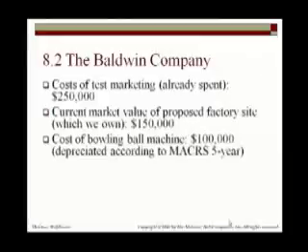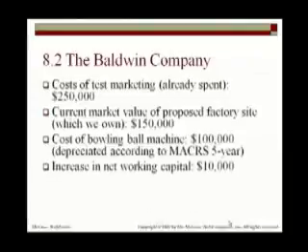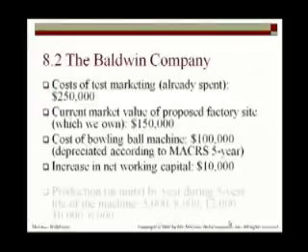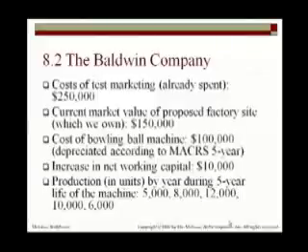Cost of a bowling machine. This is just the cost of our manufacturing equipment. It's $100,000, and it will be depreciated according to the modified accelerated cost recovery system. It is classified as 5-year equipment, which means we'll take accelerated depreciation over 6 years. Increase in net working capital is $10,000, and the $10,000 will be released at the end of the project. And production. Now these are estimates, probably came from our marketing department. For 5 years, the life of the project, $5,000 in the first year, $8,000 the second, $12,000 the third, $10,000 the fourth, and $6,000 the fifth year.